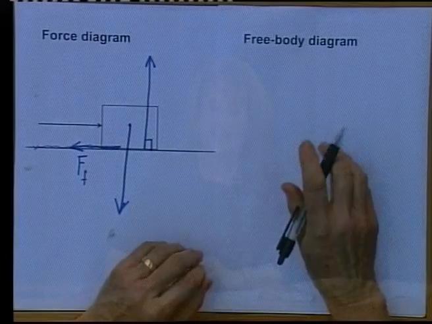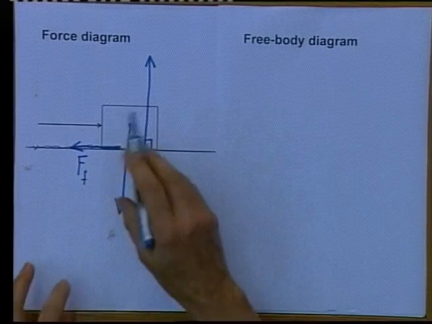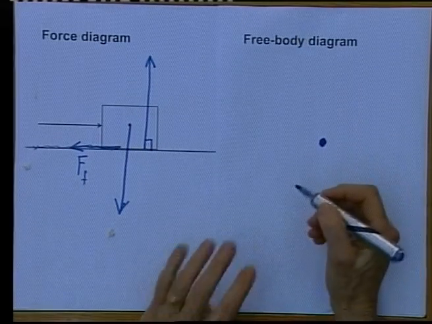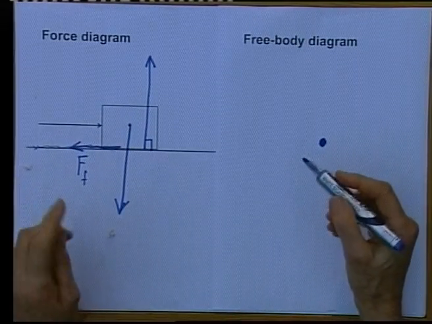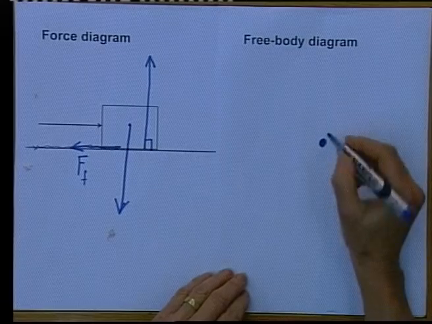But now they might also ask you to draw a free body diagram. Now, what is the difference between a force diagram and a free body diagram? In the case of a free body diagram, you don't have the body and the floor and all that stuff again. This time, you have just a dot for the body. In this case, they asked you for a force diagram for the crate, now a free body diagram for the crate. The dot represents the crate.